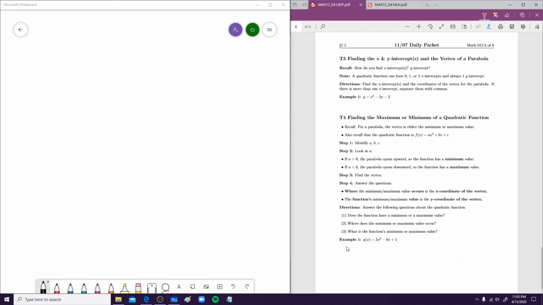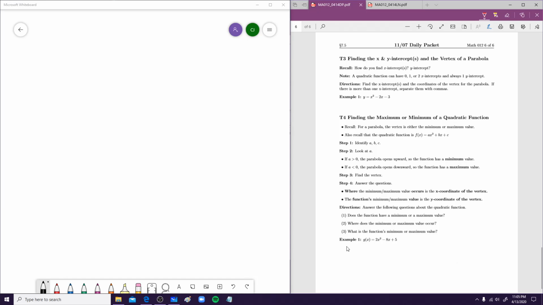So for topic 3, we want to find the x and y intercepts and the vertex of a parabola. If you're following the pacing guide, it just says finding the x-intercept. I didn't like that. I think it's good to know how to also find the y-intercept. So that's what we're going to add on today.